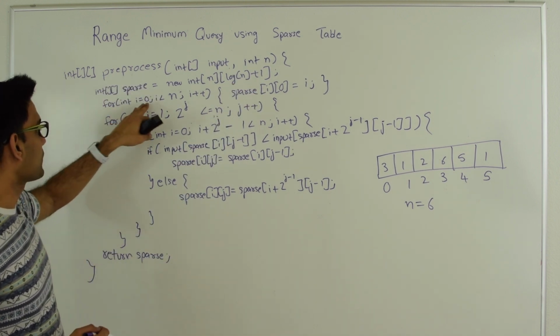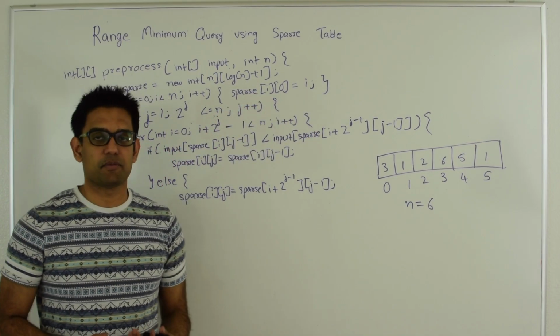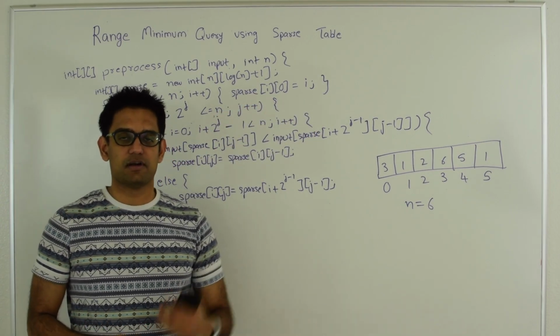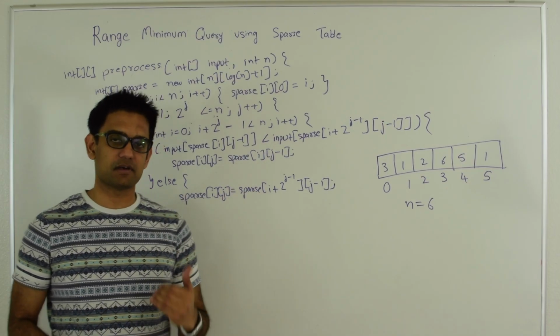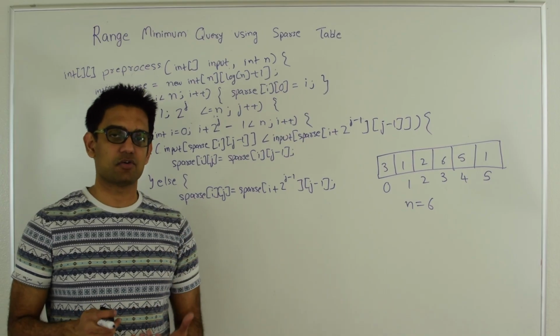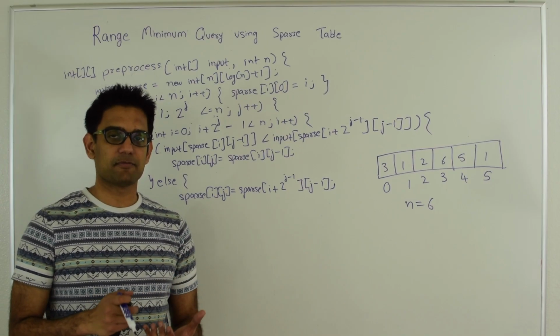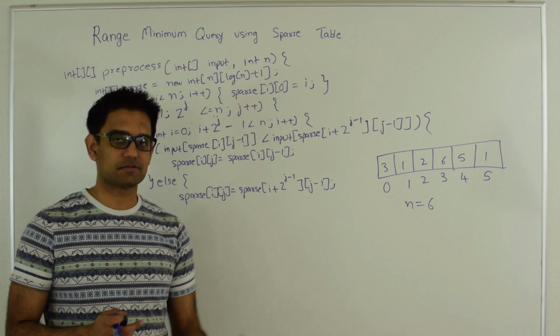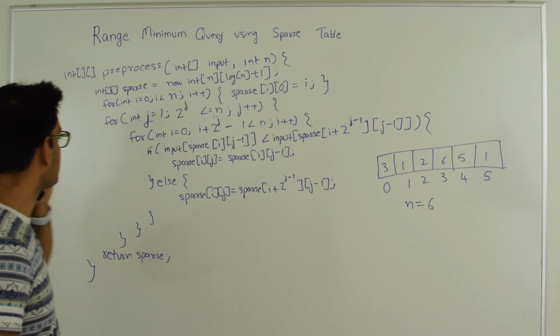Then our i goes from 0 till n and we set sparse of i0 as i. So if you remember from before, we took the 0th column and we put the value in the 0th column same as the row number. Why? Because if our j is 0, then starting from every i, the minimum for the next 2 raised to 0 element is going to be that i. So which is why sparse of i0 is i.